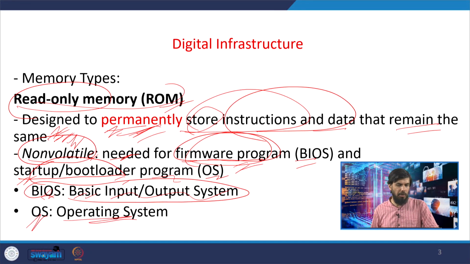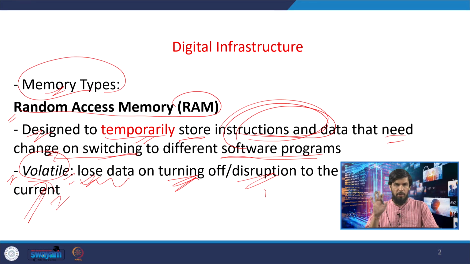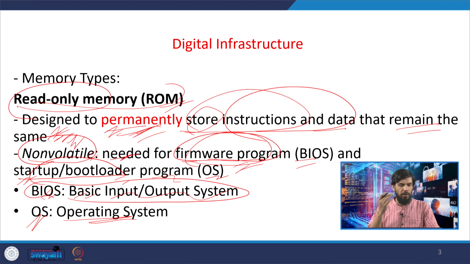So two memory types we talk about. The random access memory, RAM, is needed when the operating system is already there and we are working on different applications and want to switch from one to another. And read only memory, ROM support, is needed for the BIOS or the bootloader program, so that we are able to bring up the operating system.